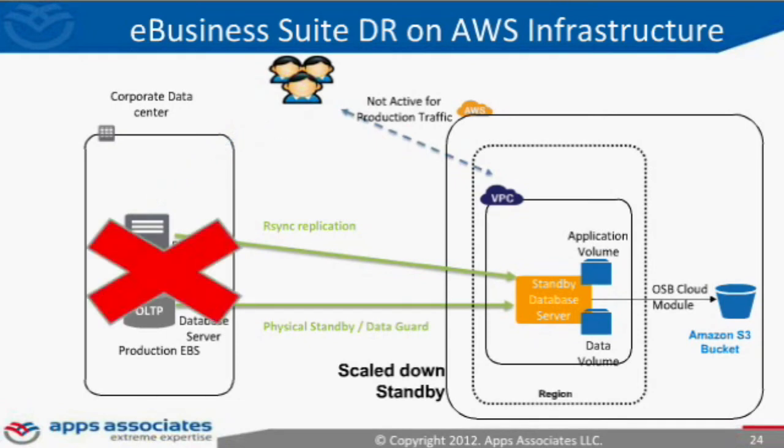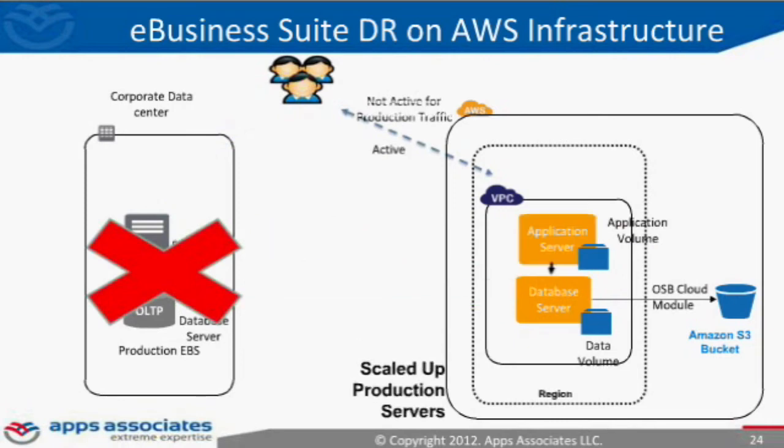The DBAs will go through the normal motions of recovering and bringing up the standby database, and doing what is necessary on the application tier, with AutoConfig and things like that, to bring up the application tier. We went from a scaled down standby to what we now call scaled up production servers. We are now showing an application tier as well, and you also have the ability to bring up a much beefier database server. What may have been a 1 or 2 core database server just for running a standby environment is now 4, 8, or 16 cores, as required to handle your production workload.